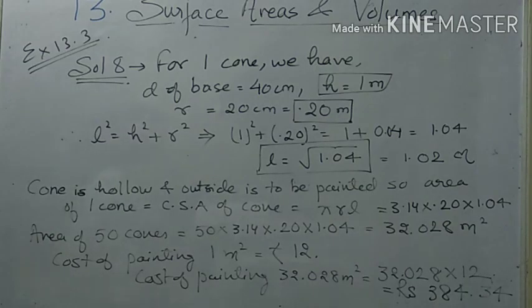Now question number 8. In this, what is given? That a bus stop is to be barricaded from the remaining part of a road. And for the barricadation, what is used? Hollow cones are used. You must have seen this on the road. है ना? So, किससे barricade कर रहे हैं? Cone से करते हैं. And how many cones are there? 50 cones are there.